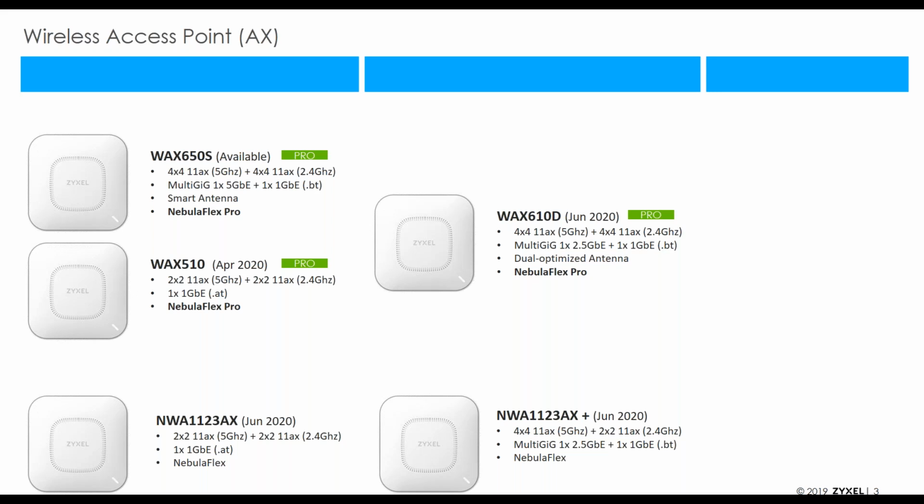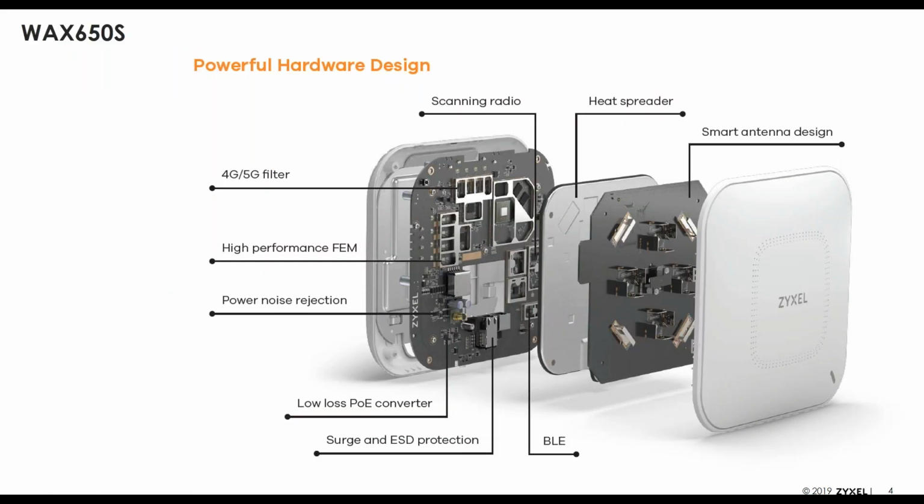The WAX610D again has a 2.5 gigabit Ethernet port on it, and that's a 4x4 antenna. That means it's got 4 receive radios and 4 transmission radios. It's also got a dual optimized antenna as well. One of the good things about the device itself is that they are really built to last and built to reduce interference and provide the best quality wireless that ultimately you can get.